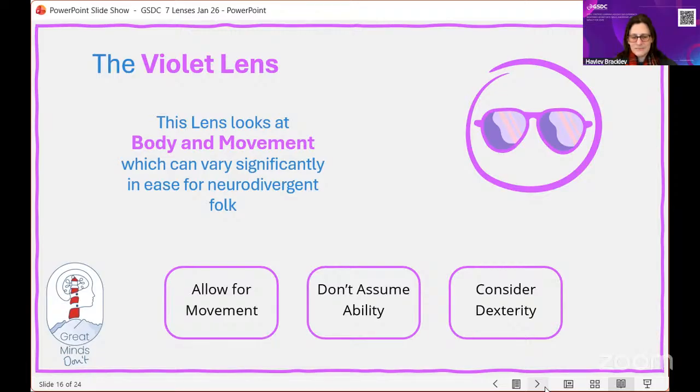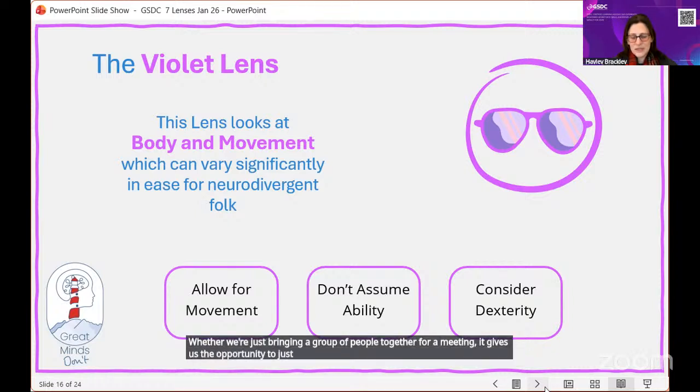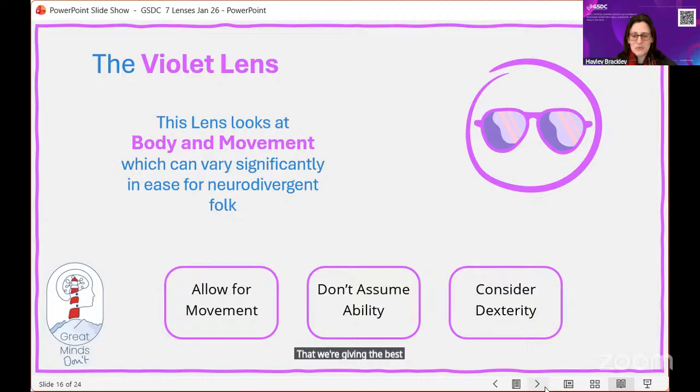Now, by looking through these 7 lenses, we can sense check whether we're designing a workspace, a training space, or just bringing a group of people together for a meeting. It gives us the opportunity to make sure that we're giving the best possible chance to those people that are coming in. It's not going to cover everything, and that means we still need to ask the question, is there anything I can do to better help you today? But it sets us a really good starting point.